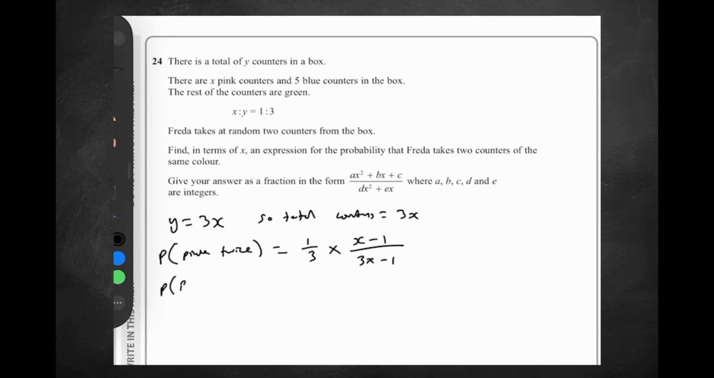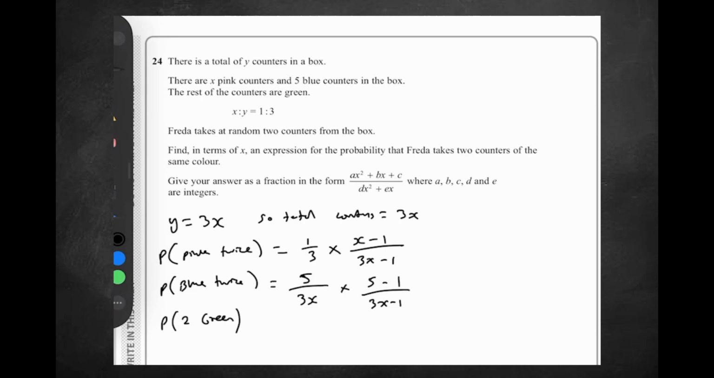The probability of blue twice is simply going to be 5 divided by the total number of counters in the box, which is 3x, multiplied by 5 minus 1, because 1's already come out of the box, divided by 3x minus 1, for the same reasoning.